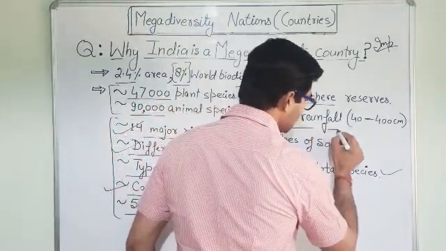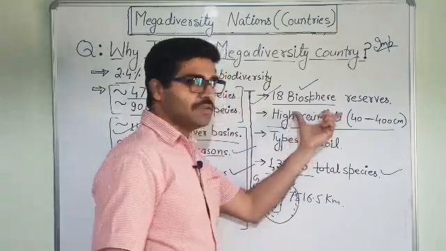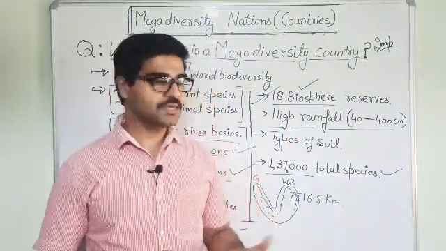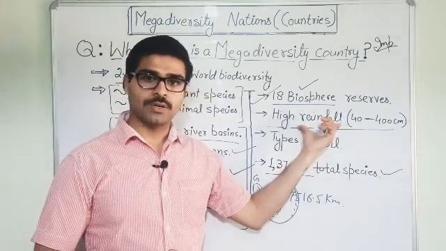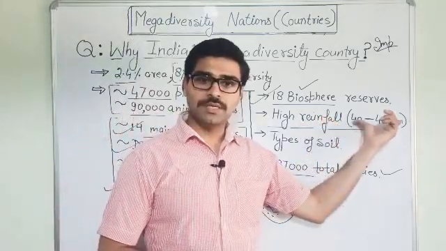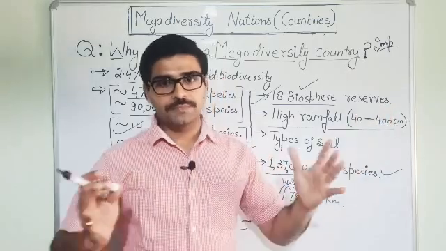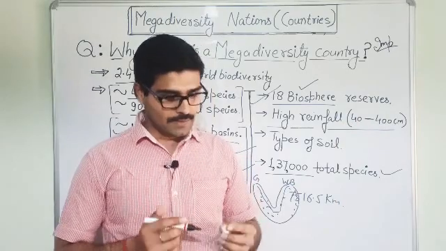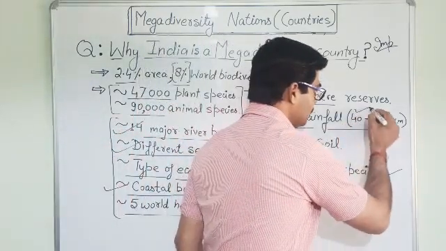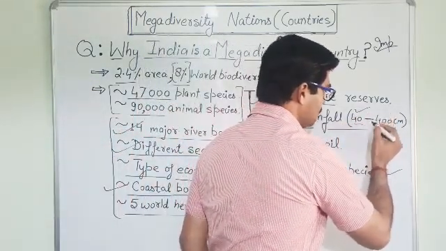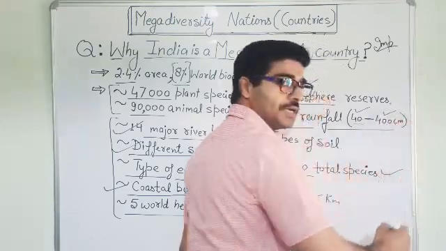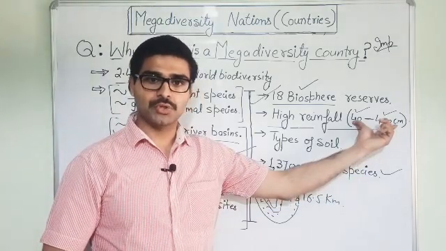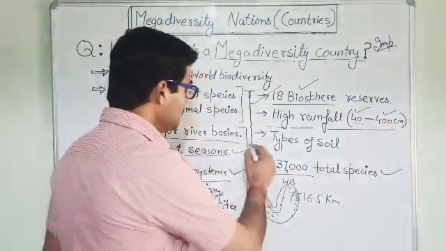Next, a significant factor that controls the distribution of biodiversity in India is the availability of rainfall. The variation in rainfall is very large. Here in India we have rainfall from 40 centimeters to 400 centimeters. So this is also a key factor in the distribution of biodiversity.